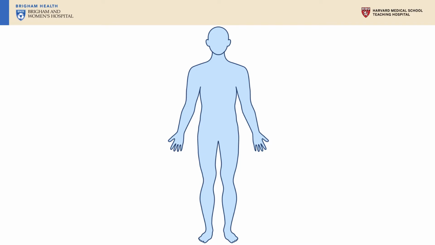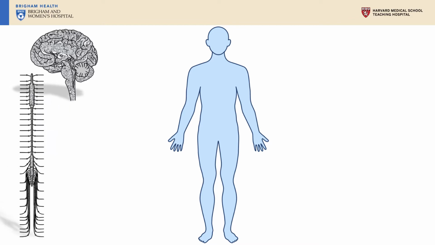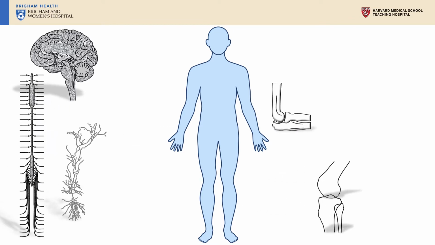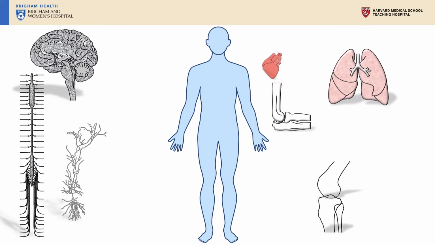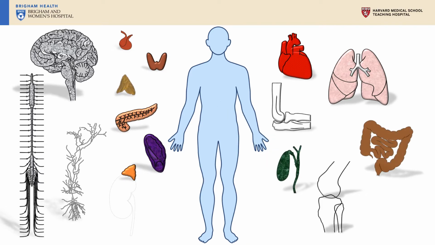Recall, opioid receptors are a group of inhibitory receptors located throughout the body, specifically multiple areas of the brain and brainstem, the spinal cord, peripheral nervous system, joints, lungs, heart, immune and endocrine systems, and the biliary and GI tracts.